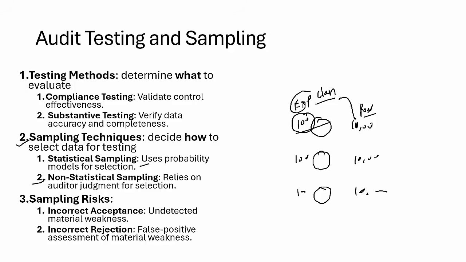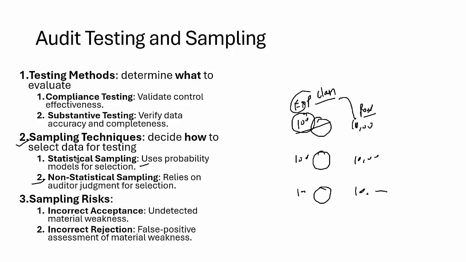Second is called non-statistical sampling. On the other side, non-statistical sampling is used when the auditor focuses on a specific area based on judgment. Example, high-risk transactions, where he manually selects expense claims exceeding 10,000 to verify the control effectiveness for high-value approval. So that is one example here. Like, I have pretty much experience in this company from the last 10 years, so I know what sample I need to pick. That is called non-statistical sampling.